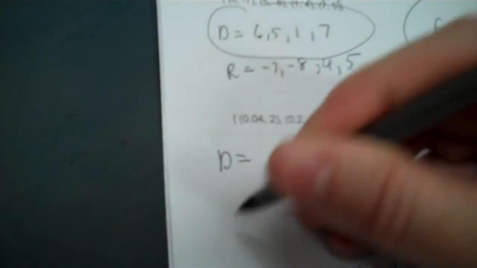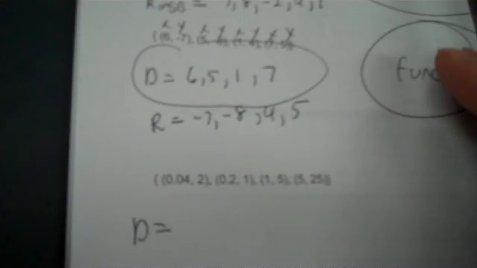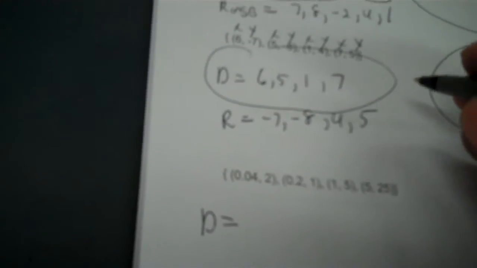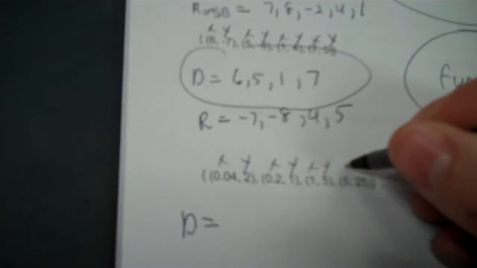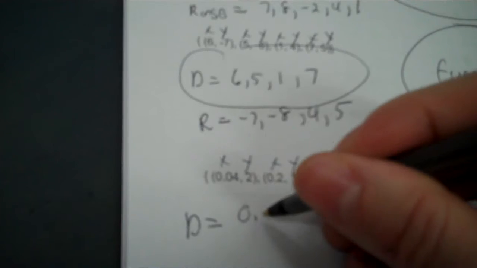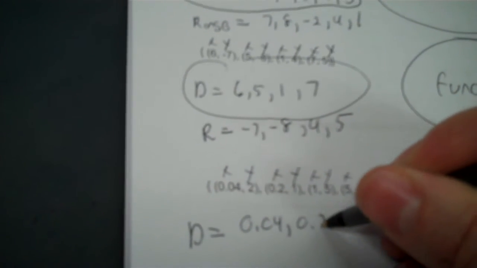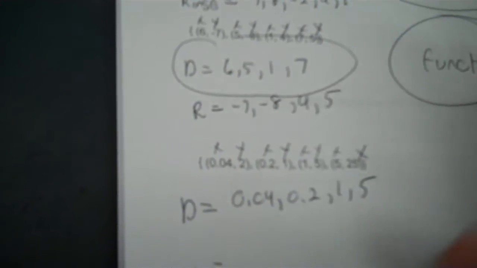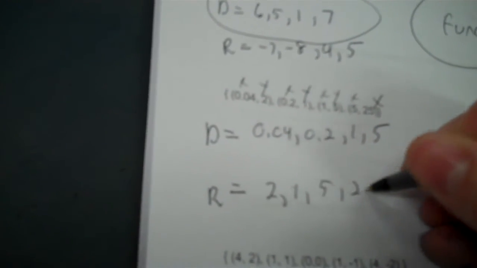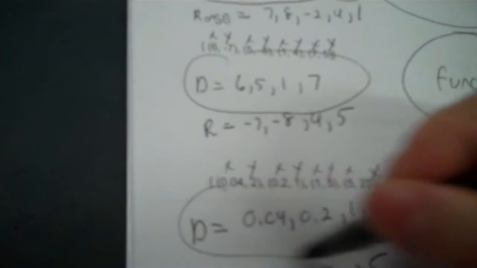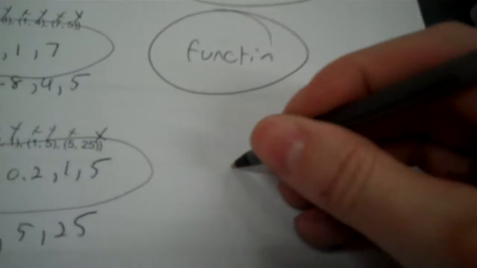Okay, next one, domain and range. And we're going to relate domain and range to real life in the next assignment that you do, which will be in the next video. So I got xy, xy, xy, xy. The domains are 0.04, 0.2, 1, and 5. The range, we got 2, 1, 5, and 25. So look at your domain. Do you have any repeats? No, no, no, no. So then it's a function.